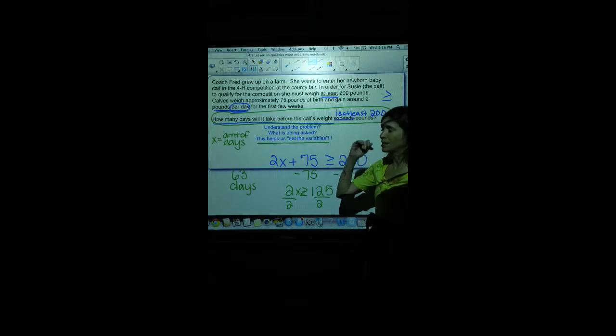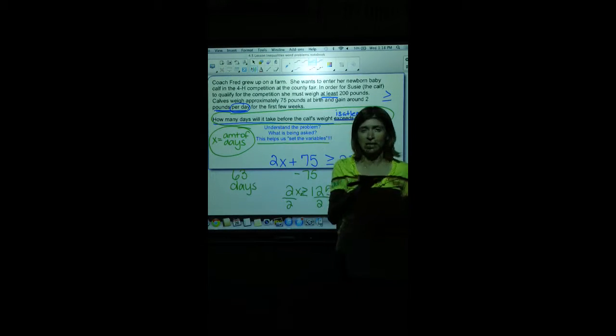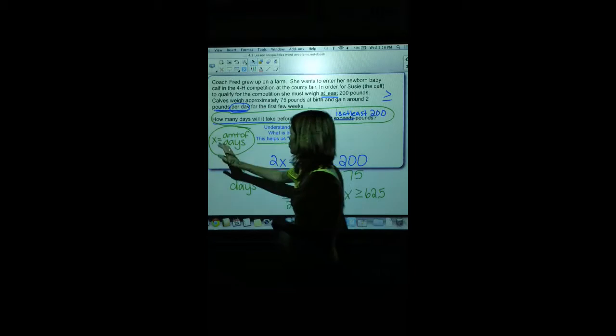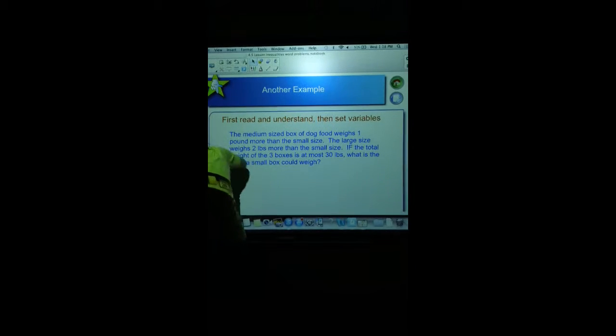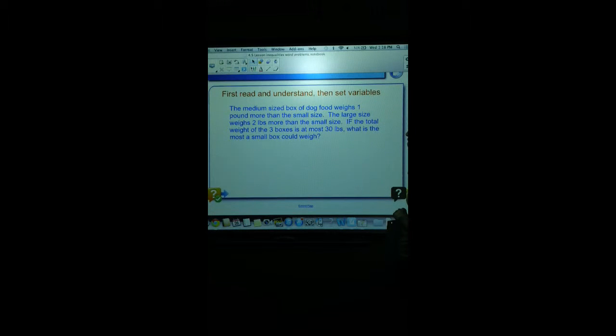Okay, so being able to interpret. Again, always check to see if it's y equals mx plus b. Remember that setting your variables is an important component to writing these equations. All right, let's look at the next one. Ooh, where'd the next one go? There she is, another example. First I read it, then I understand it, then I set my variables.